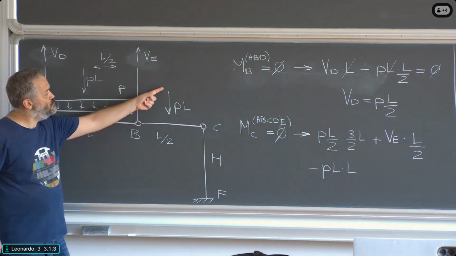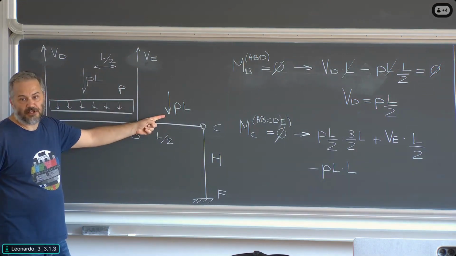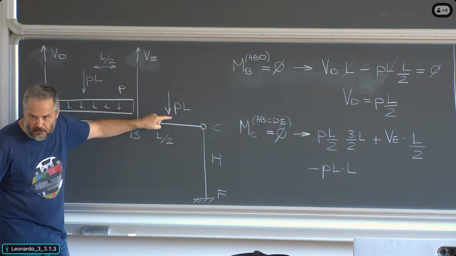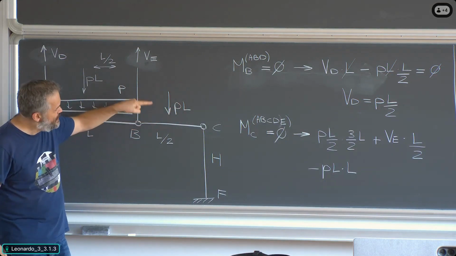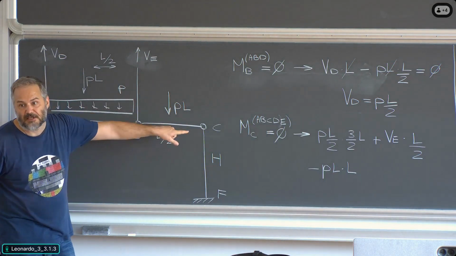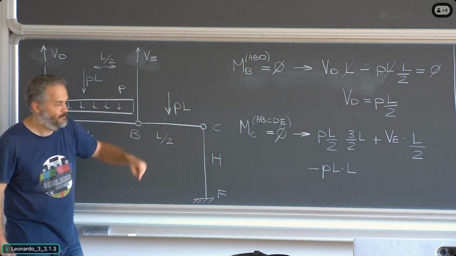And then we have this contribution of the concentrated load on the second span. The value is PL, and it's a concentrated load. It's not distributed. The span is L divided by 2, so if it's applied at midspan, the lever arm is L divided by 4.